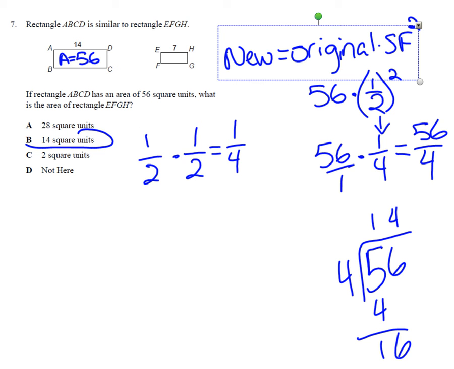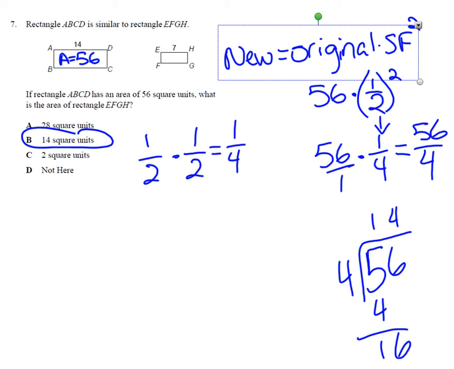Another way you could do this, if you don't actually want to go through this work, if you were able to recognize that the scale factor was 1/2, if you took 1/2 of 56, you'd get 28. But since it's 1/2 squared, we'd have to take half of it again. So half of 56 is 28. Half of 28 is 14, which is our answer. So that's another way you could do it.